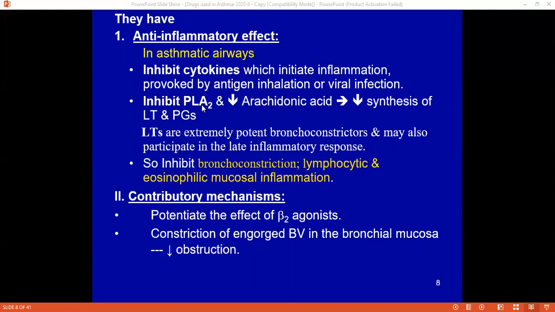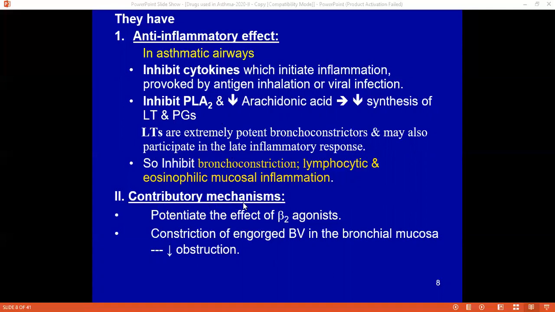They inhibit phospholipase A2 and inhibit the arachidonic acid formation and decrease the synthesis of leukotrienes and prostaglandins. Leukotrienes are extremely potent bronchoconstrictors and may also participate in the late inflammatory response. So they inhibit the bronchoconstriction, lymphocytes, and eosinophilic mucosal inflammation. In this way, they play a main role in the follow-up treatment and in the late response of bronchial asthma.